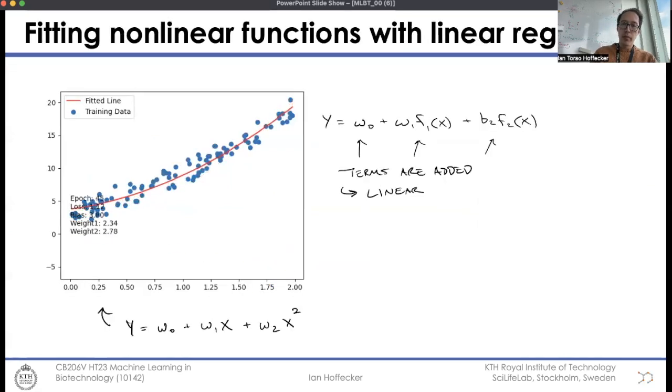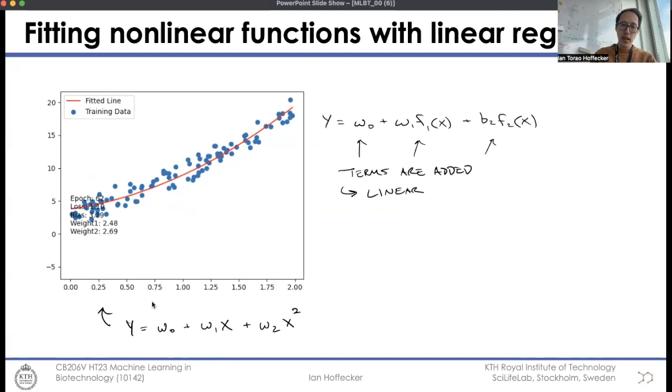Okay, so that's a familiar idea, but what if I told you that we could also use linear regression to fit nonlinear functions? So isn't this a bit of a contradiction? So this is actually, I believe you can also do this in Excel. For example, fit a polynomial. So this is a function which has an x squared term in it. And this is still happening by linear regression. So how does that work?